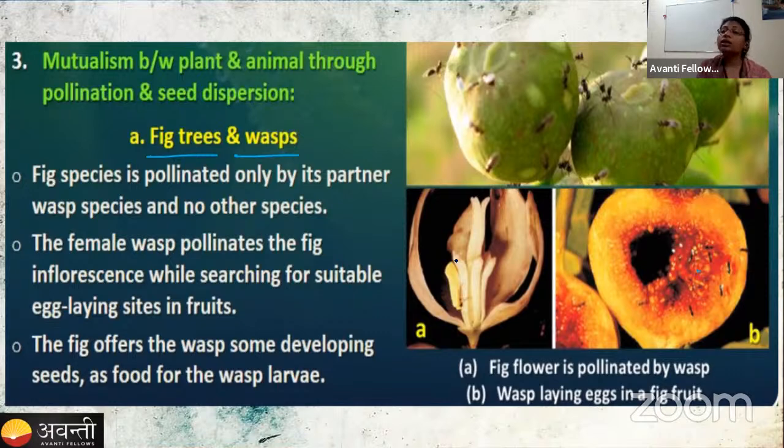Here the wasps are looking for a site for their egg laying. The fig flower and fig fruit are a good place for egg laying, whereas the female wasps, when they keep moving from here to there, help in the pollination of the fig flower.